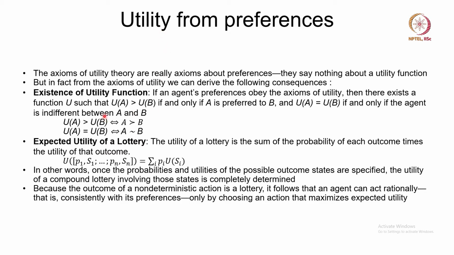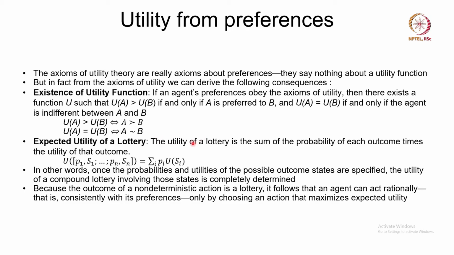Okay. So suppose you take utility functions. You have 2 values, A and B. If the utility of A is greater than the utility of B, this is only possible if the agent prefers A over B. So the utility of A is greater than the utility of B if and only if A is preferred over B. And similarly, the utility of A is equal to the utility of B if and only if the agent is indifferent to whether it chooses A or B.